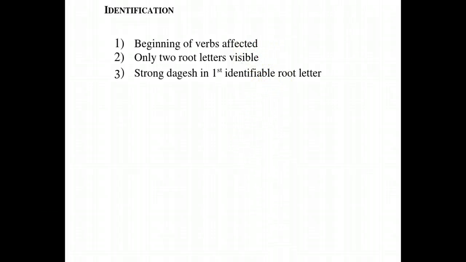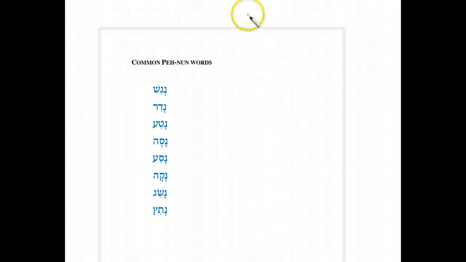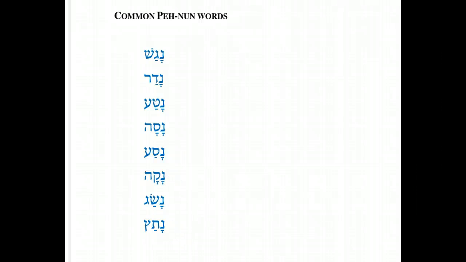And just to finish, I want to take a look at a number of common Peh-Nun words, and here we go. So we have nagash. I don't particularly like writing English, so that it helps you remember the words as they are. So we basically have nagash, which basically means to reach or to arrive at something.